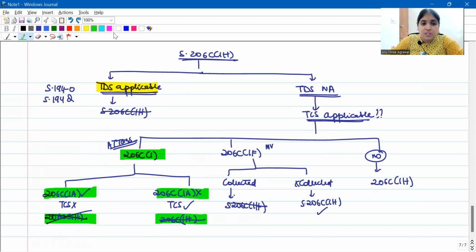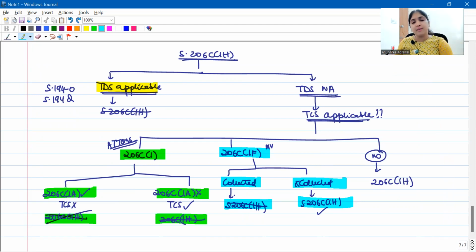Okay, then if it is 206C1F, it is motor vehicle, then either tax would have been collected or not collected. If it is collected, then no 206C1H. If it is not collected, then yes, you can apply 206C1H. Okay, so this is a flow chart. Please follow this when it comes to the second condition. First of all you will see if any other TDS is applicable, then you will check about TCS applicable. Always remember 206C1H is a subservient section, which means only if no other TDS or TCS section applies, then at the end you come to 206C1H.